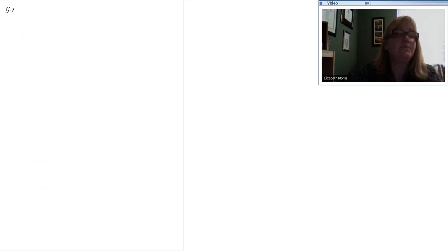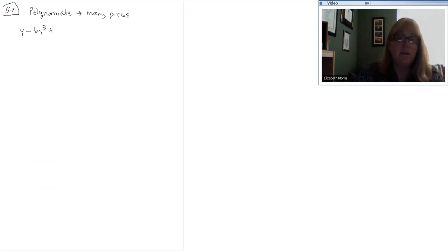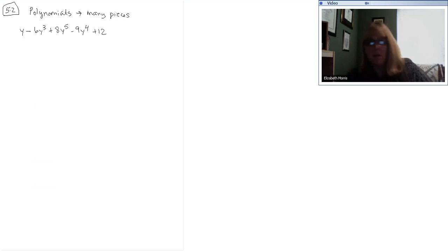5.2. We're talking about polynomials. Polynomials mean many pieces. Many pieces such as y minus 6y cubed plus 8y to the fifth minus 9y to the fourth plus 12. Now, the first thing we need to learn is that the protocol says we write them in what we call descending order, meaning highest exponent to lowest.